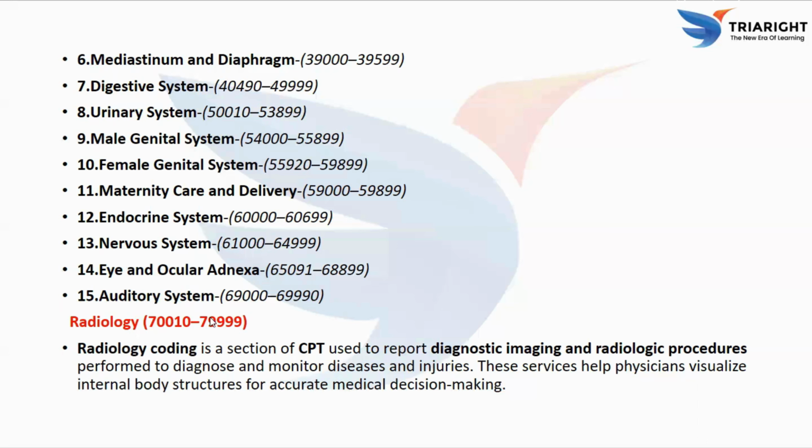So radiology, the CPT code range is 70,000 series. So 70,010 to 79,999. So what is radiology coding? Radiology is used to report the diagnostic imaging and radiological procedures. It helps the doctors to see inside the body to diagnose the disease, monitor the injuries and to plan the treatment. So it includes X-rays, CT scans, MRI, ultrasound and also fluoroscopy. So radiology codes are used for medical imaging tests.